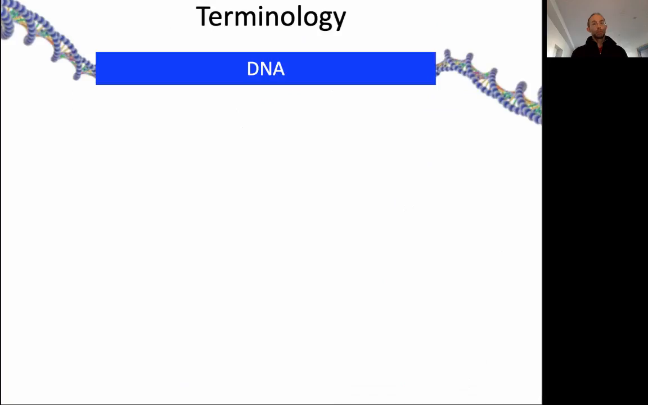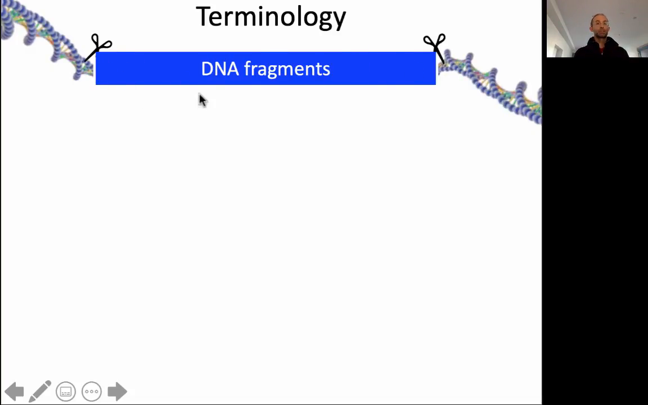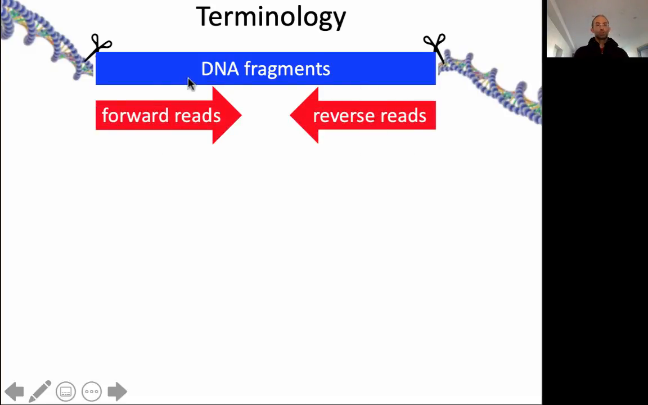So first I want to give you some overview of the terminology for a DNA sequence assembly. So of course there's DNA. DNA is the double-stranded helix that we see over here. And after fragmenting in the lab, the DNA sequence is fragmented into DNA fragments, and each of these fragments is then loaded onto the sequencing platform, and I'm talking now about second-generation sequencing, and then forward and reverse reads of this DNA fragment might be identified.